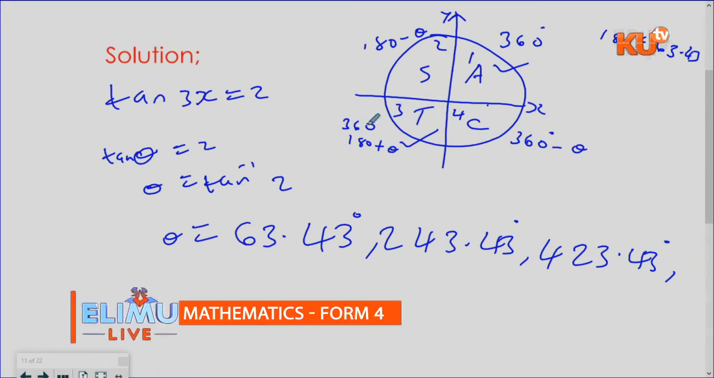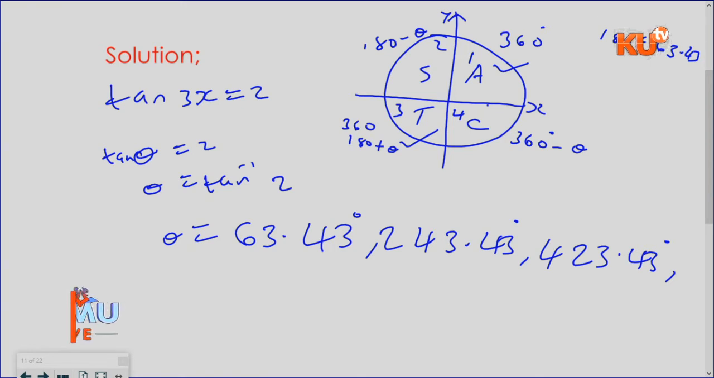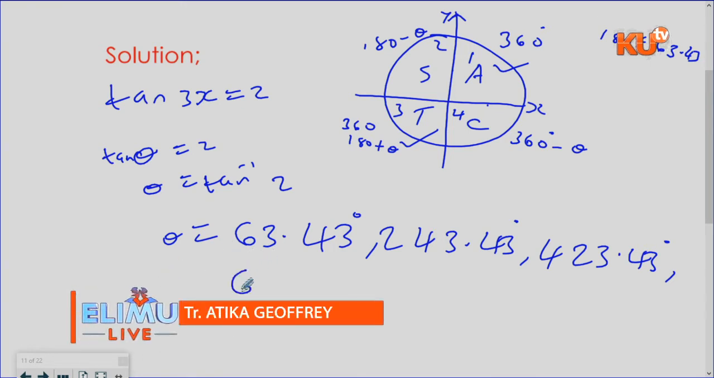Let's move on to the third quadrant. You'll have 360, you add to 180, you add to theta. So 360 plus 180 plus theta. Our theta, don't forget our theta, it's 63.43. So this will give us 603.43 degrees. Very good.